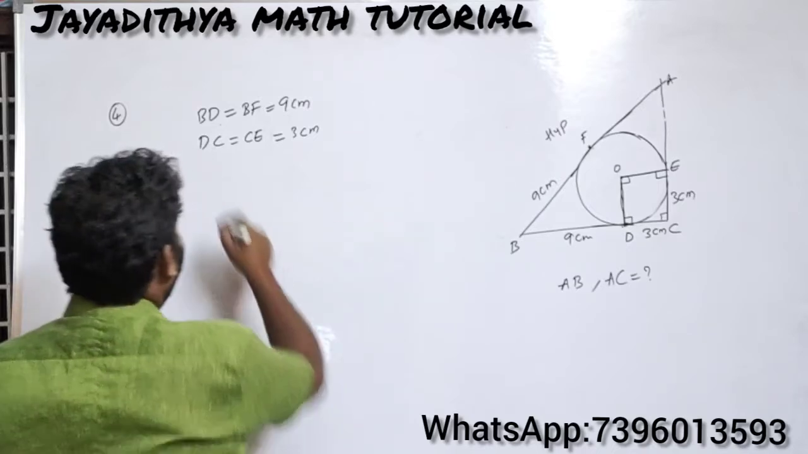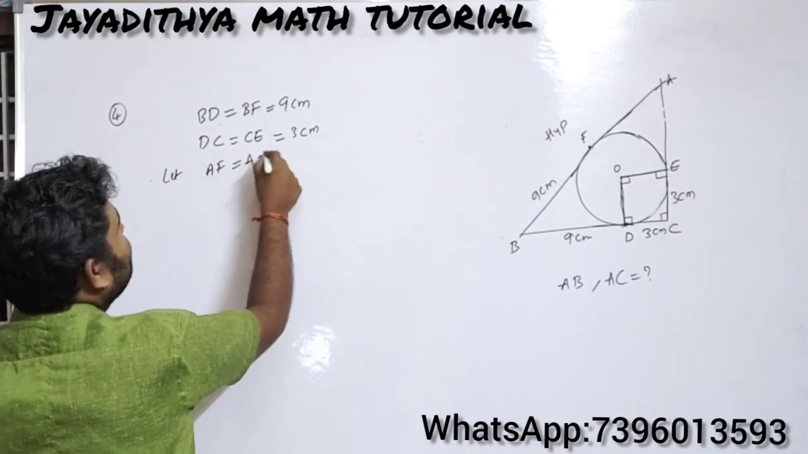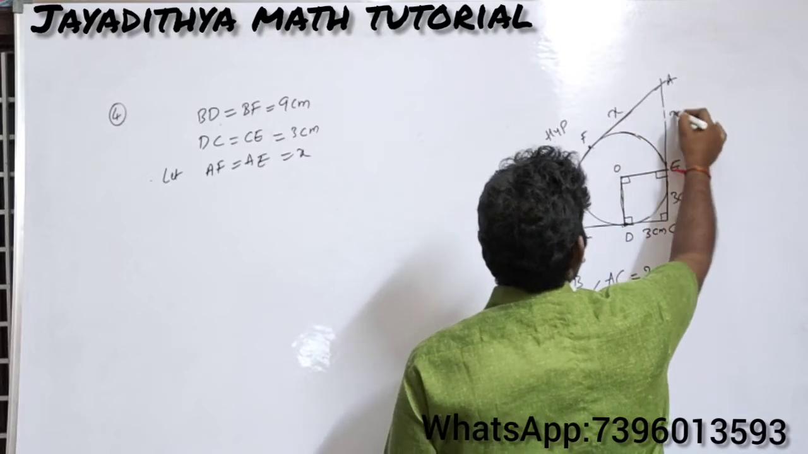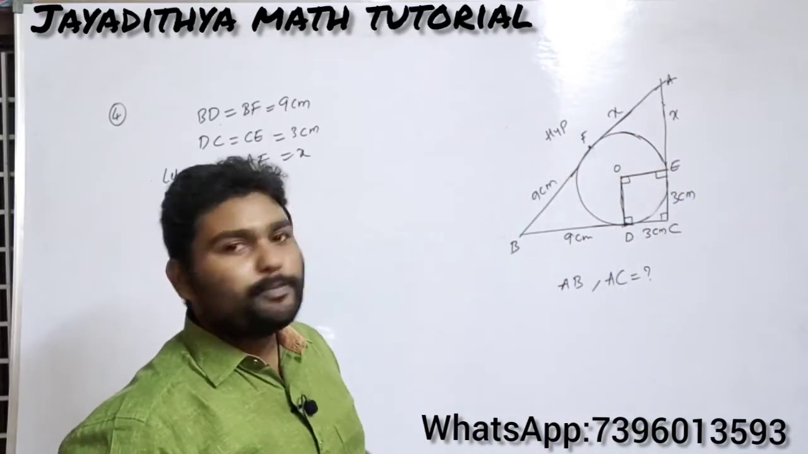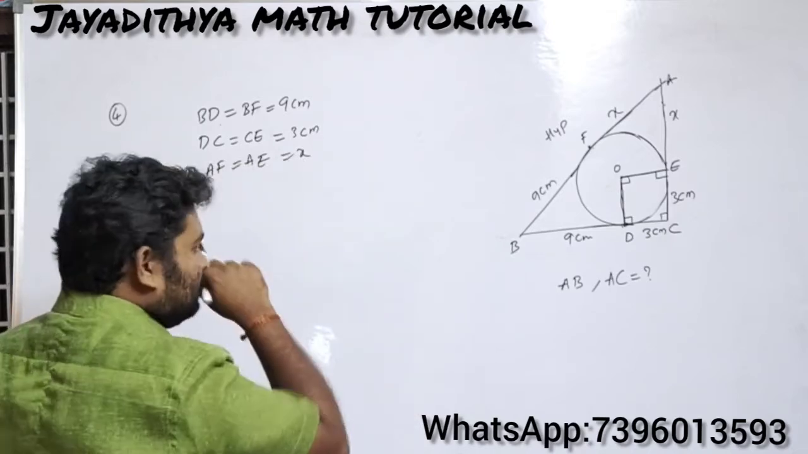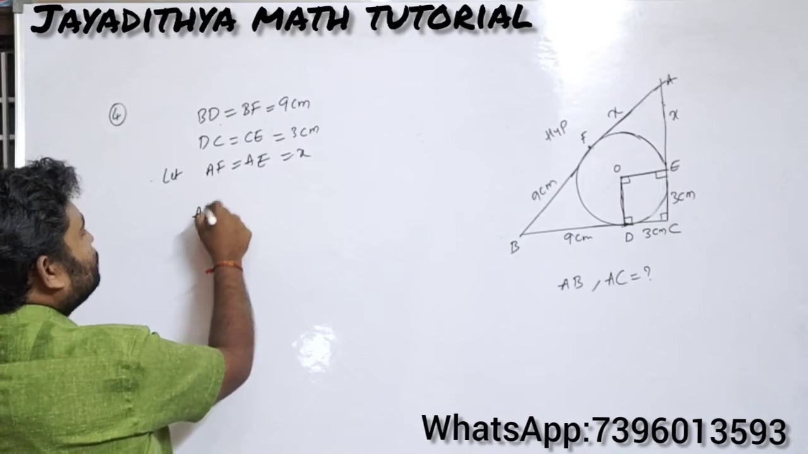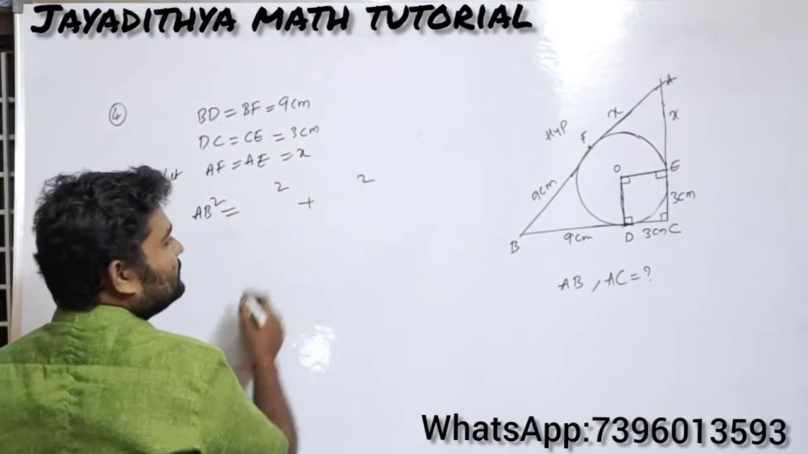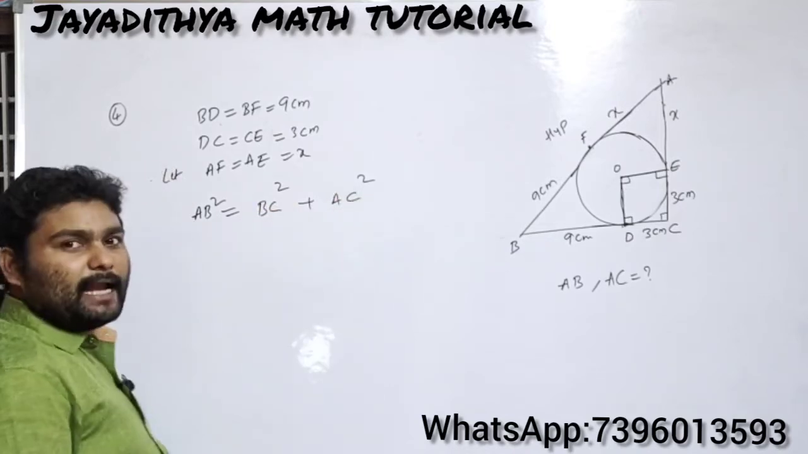Let us take AF. Let AF is equal to AE is equal to X. Let us take this as X. These both also will be equal. Why? Because those are also lengths of the tangents from the external point A. Okay. So now apply Pythagoras theorem here. That is hypotenuse square, that is AB square, will be equal to the sum of squares of the other two sides. What are the other two sides here? BC and AC.